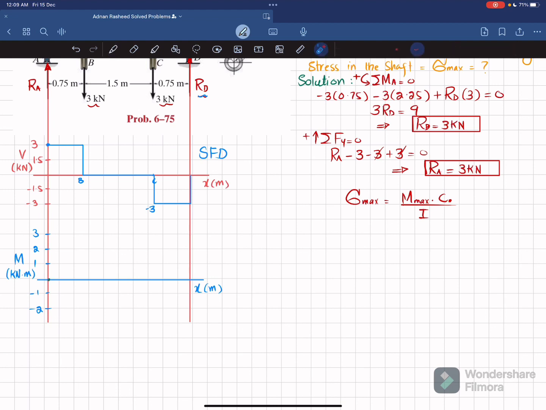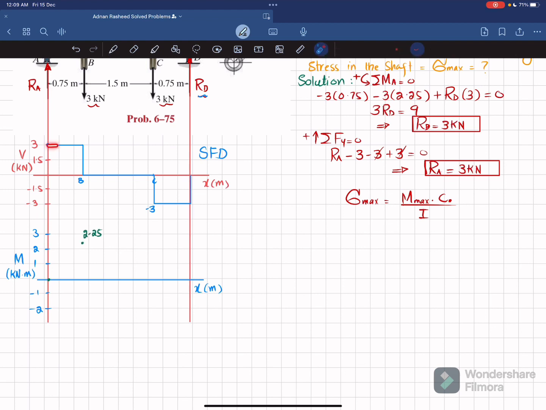Now the first area under the shear force diagram is this area, and this height is 3, and this length is 0.75. So 3 into 0.75 will be equal to 2.25. So at this point we will have 2.25. So first we will locate 2.25. So let this point be 2.25.